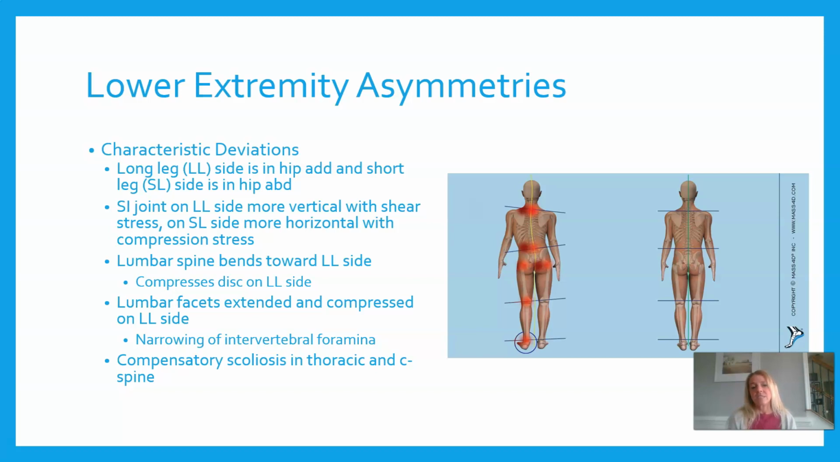The lumbar facets are going to be extended and compressed on the long leg side, which can then lead to narrowing of the intervertebral foramina, which again can compress the blood vessels and the nerves that exit through there. And again, we'll see a compensatory scoliosis in the thoracic and possibly cervical spine as well. This would be a functional or non-structural type scoliosis. So if we can fix the leg length discrepancy or the asymmetry of the lower extremity, we should be able to fix that scoliosis as well.